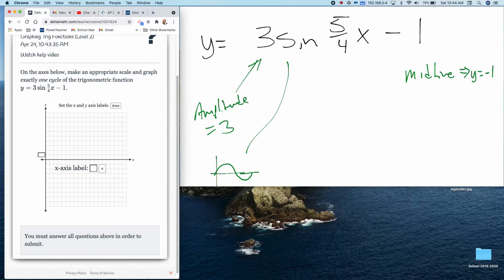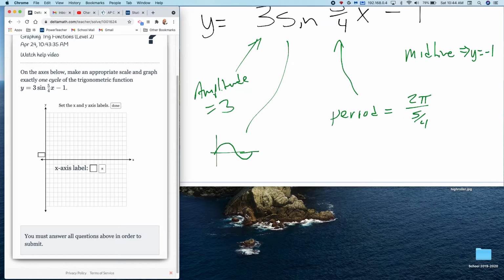So the only thing we got to kind of figure out is how does this number right here adjust our period? That means our period is equal to 2 pi divided by 5/4. Okay, so if we do a little math on that, that's a little simplifying on that. That's 2 pi times 4/5, or 8 pi divided by 5.